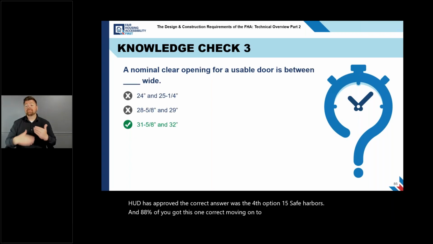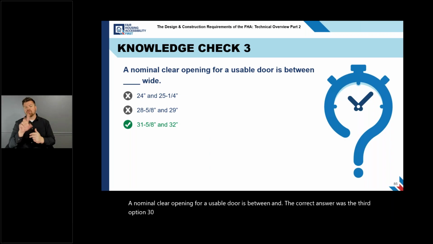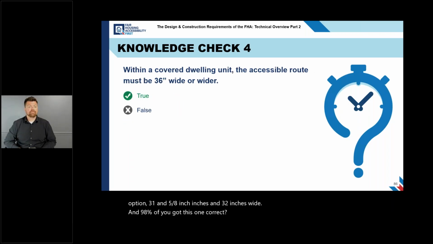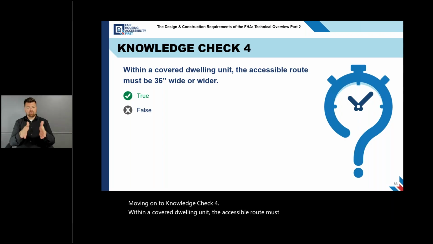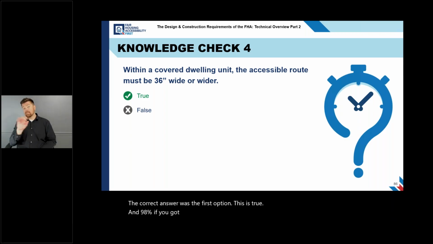Moving on to knowledge check 3. A nominal clear opening for a usable door is between, and the correct answer was the third option, 31 and 5/8 inches and 32 inches wide. And 98% of you got this one correct. Moving on to knowledge check 4. Within a covered dwelling unit, the accessible route must be 36 inches wide or wider. The correct answer was the first option. This is true. And 98% of you got this one correct as well.